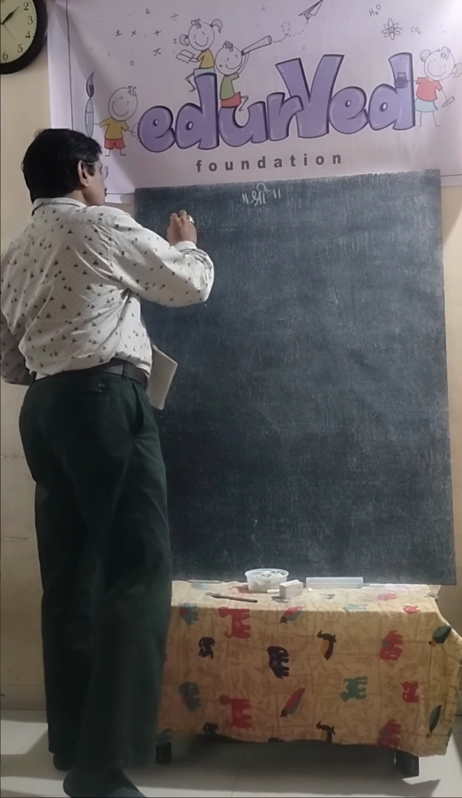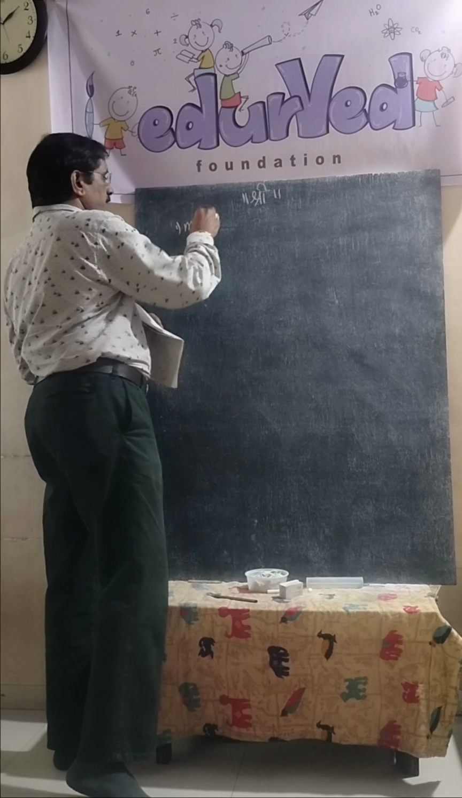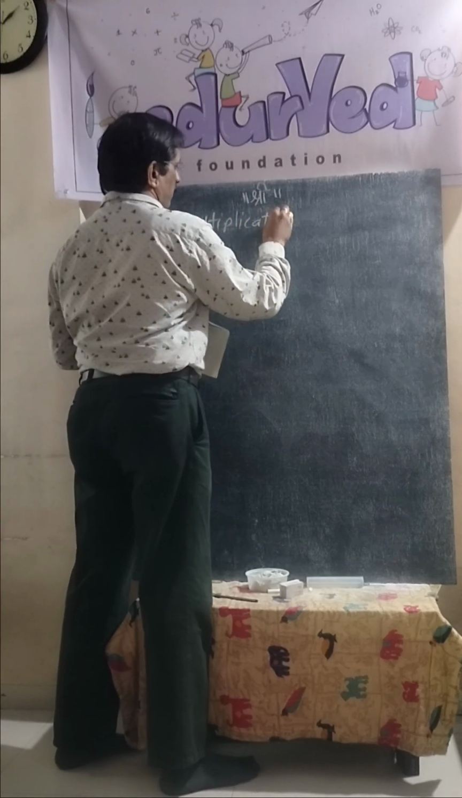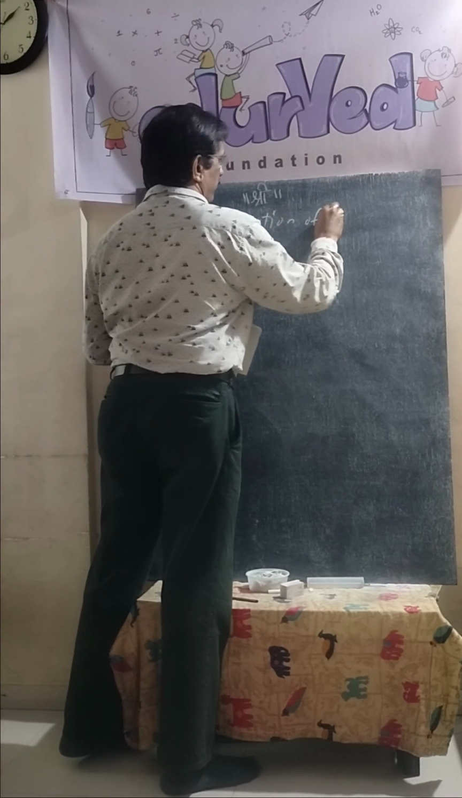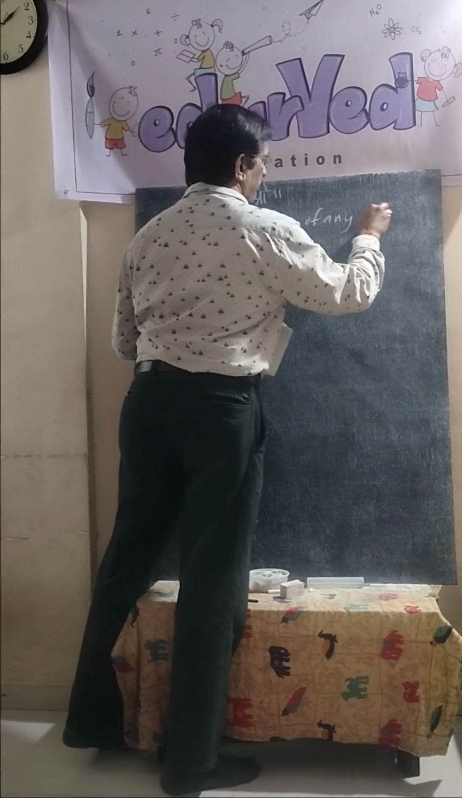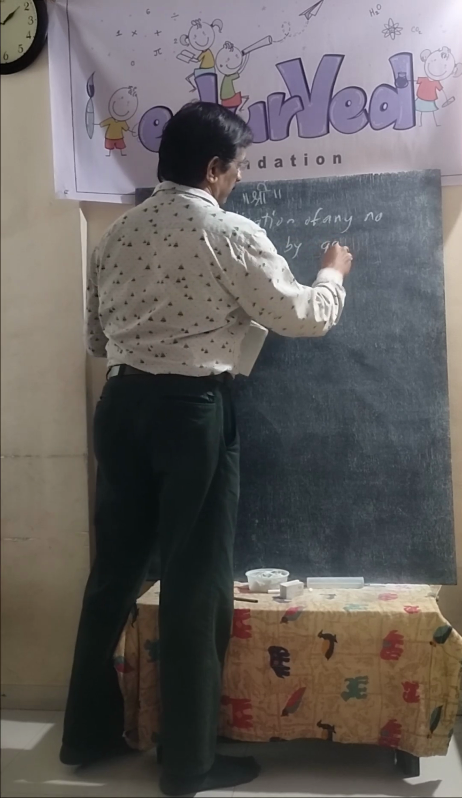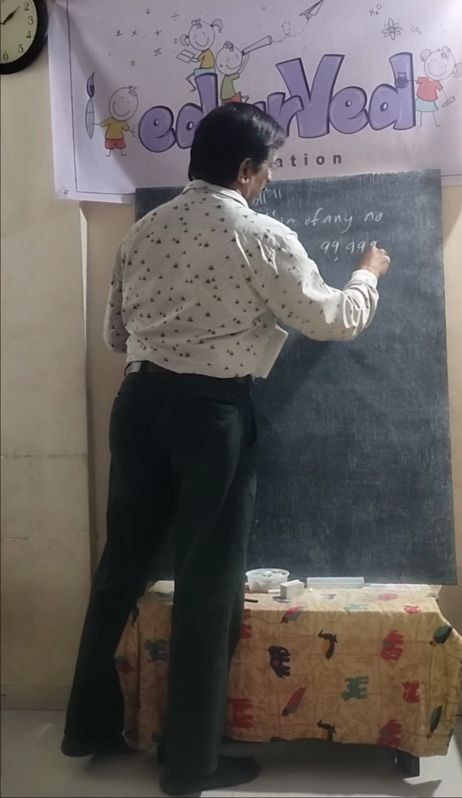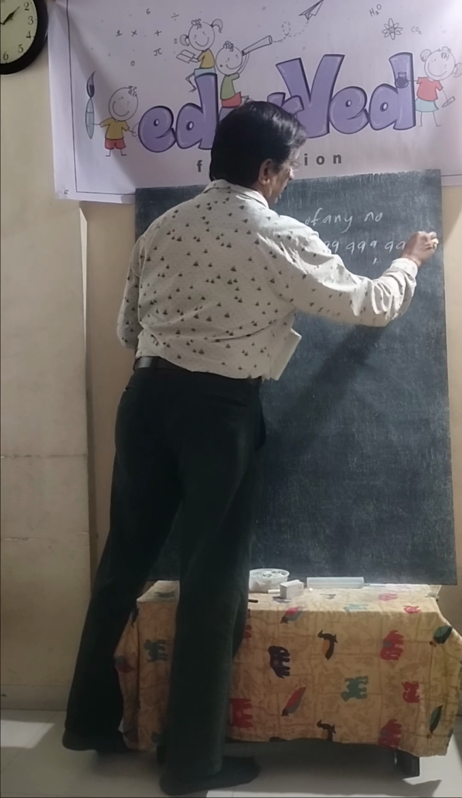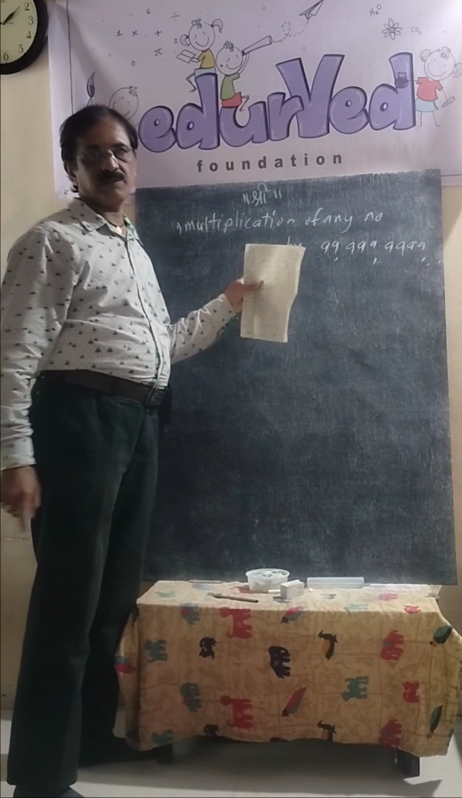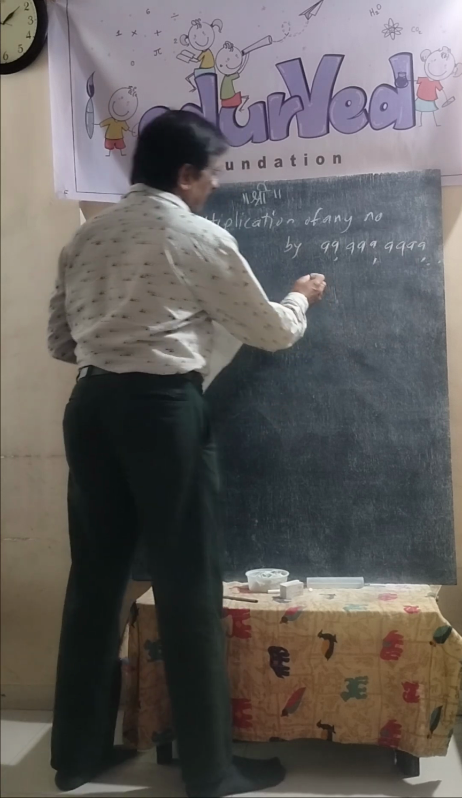The first type was multiplication of any number by 99, 999, 9999 and so on. This was the first type of example, first type of category.